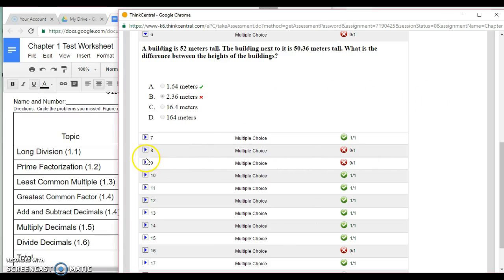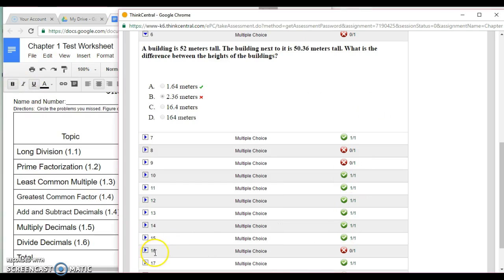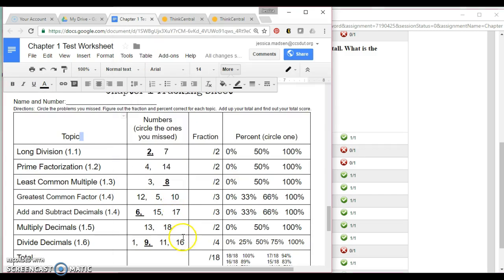I also missed number 8 and number 9. So I'm going to circle number 8 and number 9. Okay. And one more. I also missed number 16. Where's number 16? There we go. Okay, now that I've circled all the ones that I missed, what I do now is I create the fraction. So for long division, I missed 1. There were 2 total. So I got 1/2 of the long division problems correct, which means I'm going to circle 50% because that is my percentage for long division.